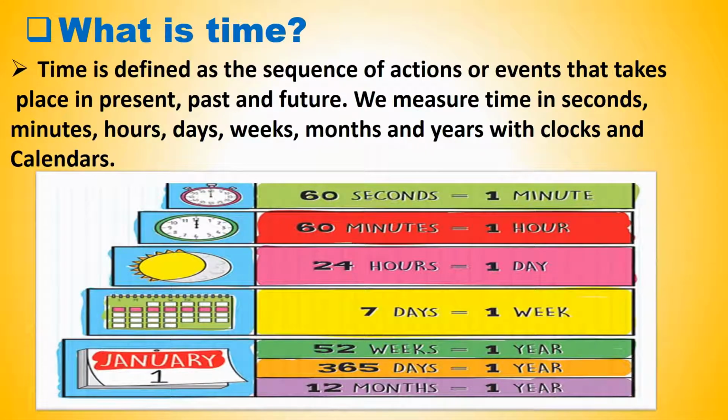What is time? Time is defined as the sequence of actions or events that takes place in the present, past and future. We measure time in seconds, minutes, hours, days, weeks, months and years with clocks and calendars.